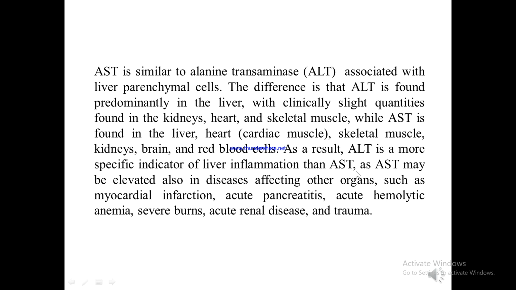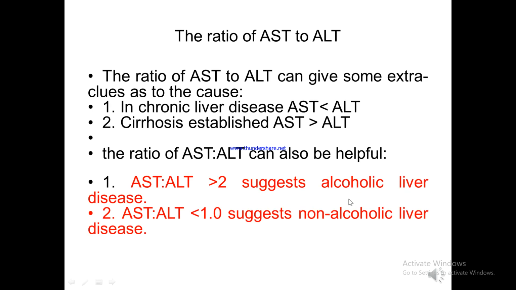Now, how can you use it? The ratio of aspartate transaminase to alanine transaminase levels, the comparison between their levels, can be used in the diagnosis of chronic liver disease, cirrhosis, alcoholic liver disease, and non-alcoholic liver disease. In chronic liver disease, we can see that alanine transaminase is greater than aspartate transaminase in activity or amount, because it's specific for the liver.